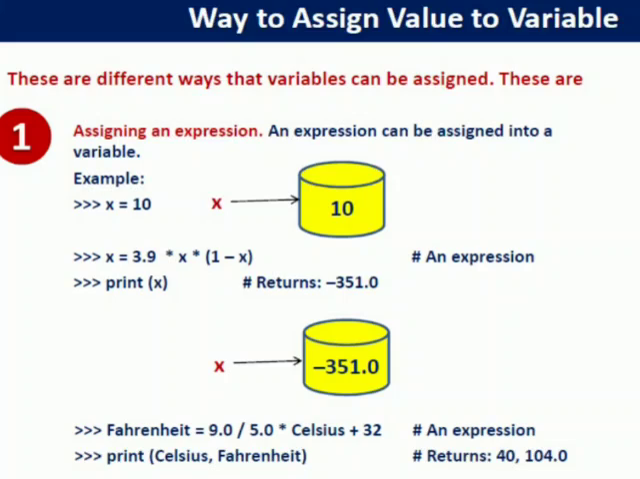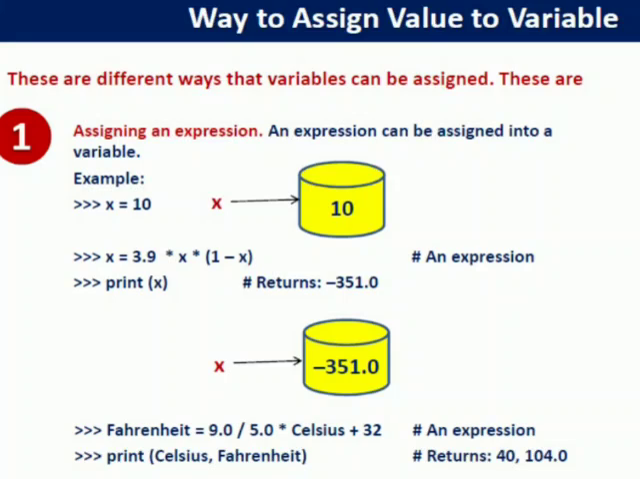In the next example we can see x = 3.9 * x * (1 - x). Now what is this? This is not a constant value on the right hand side. This is known as an expression. So before assigning the value to the variable, this expression will be solved. After solving the expression, it will assign the final value to the variable on the left hand side.